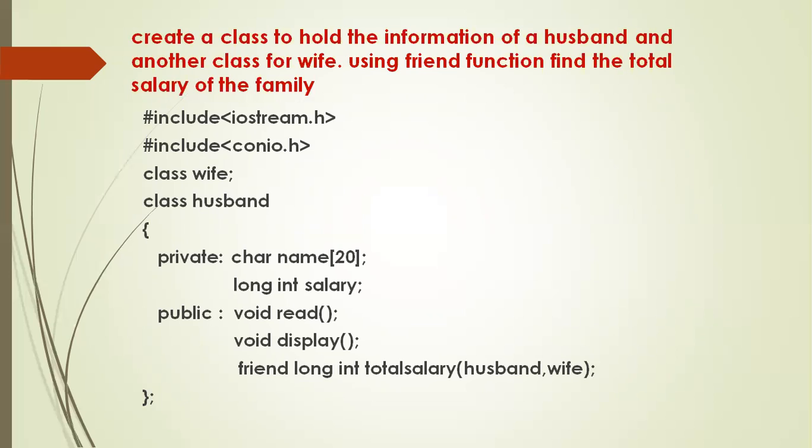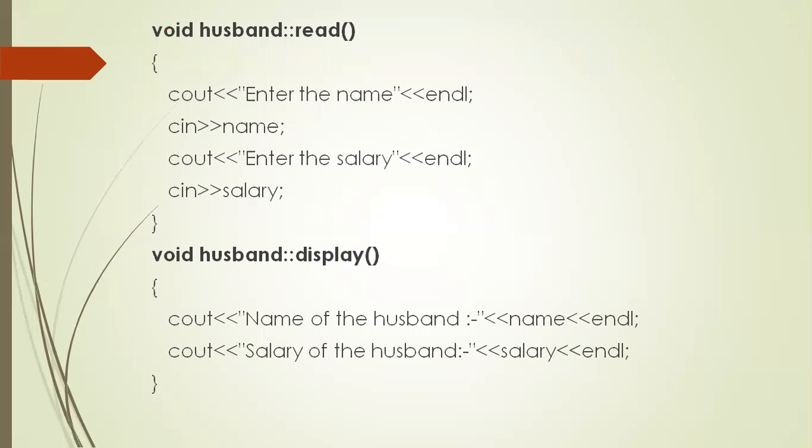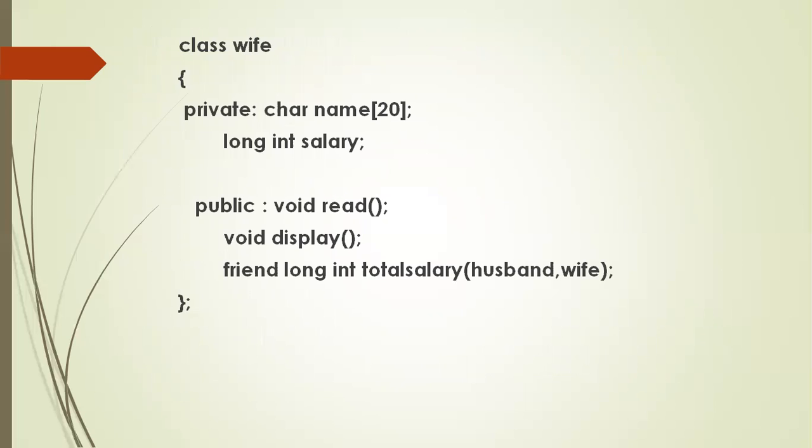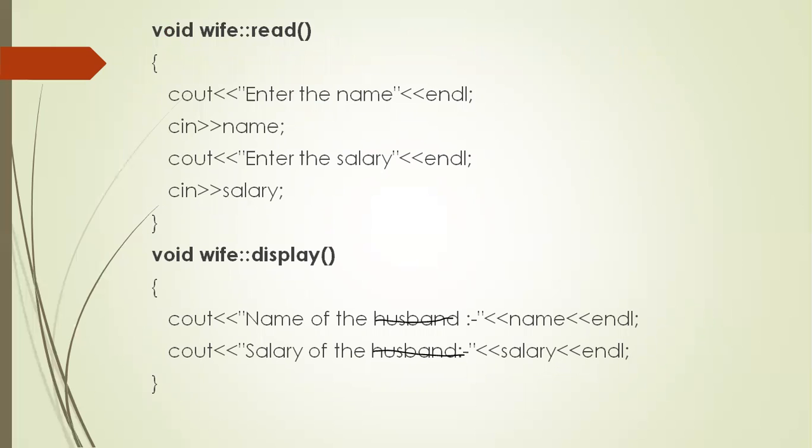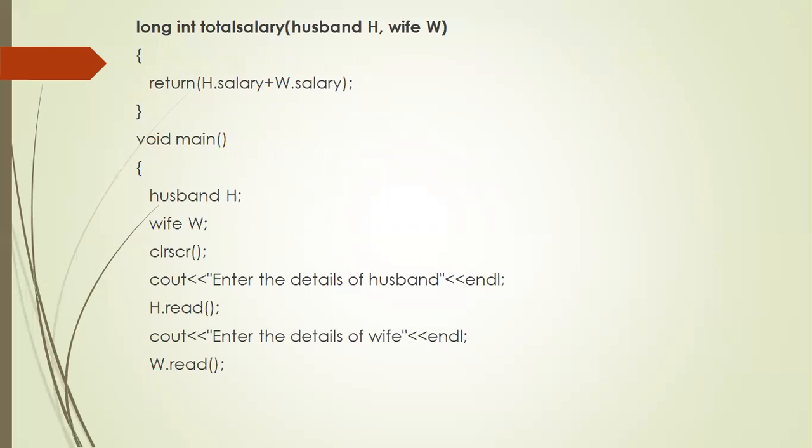So the program will be something like this. Hash include iostream.h, hash include conio.h, class savings account, semicolon. Then you start class current account, define the class. Similarly, you define those two functions, read and display, with respect to current account. Then start the class. Instead of wife, we have savings account. The rest of the details are common for both savings account and current account. First, you define the read function. Then you define the display function. Then you go to calculating the long int total balance, current account C, comma, savings account S, return C dot balance plus S dot balance.